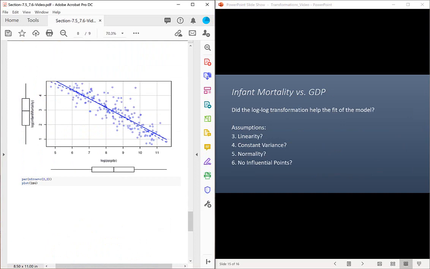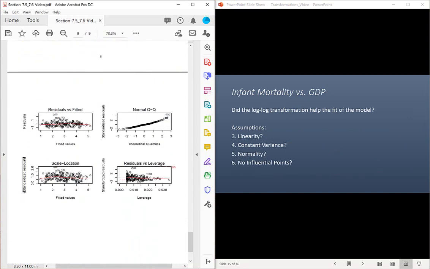Looking at the scatter plot, we see a nice linear relationship between our variables. Looking at the residual versus fitted plot, we have little to no evidence against linearity, constant variance, and we see no issues with influential points. We can see that there's a little bit of evidence against normality. The tails of the residuals are a little heavy, but this is the best fit for our data set.